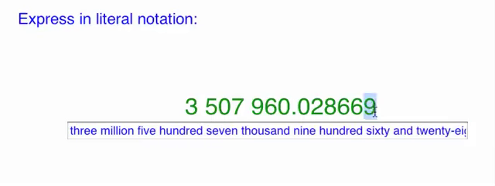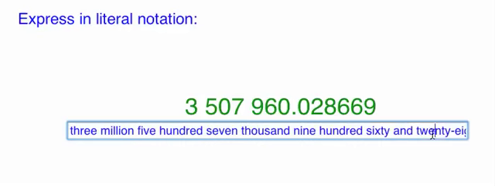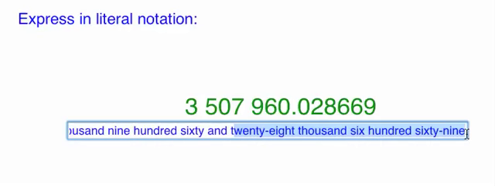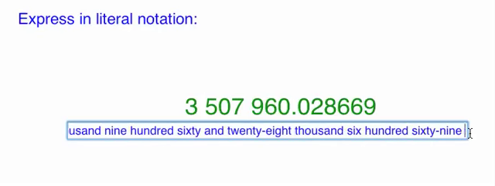So what's this last decimal place? So that's tenths, hundredths, thousandths, ten thousandths, hundred thousandths, millionths. Okay, so we write the last decimal place. Millionths.